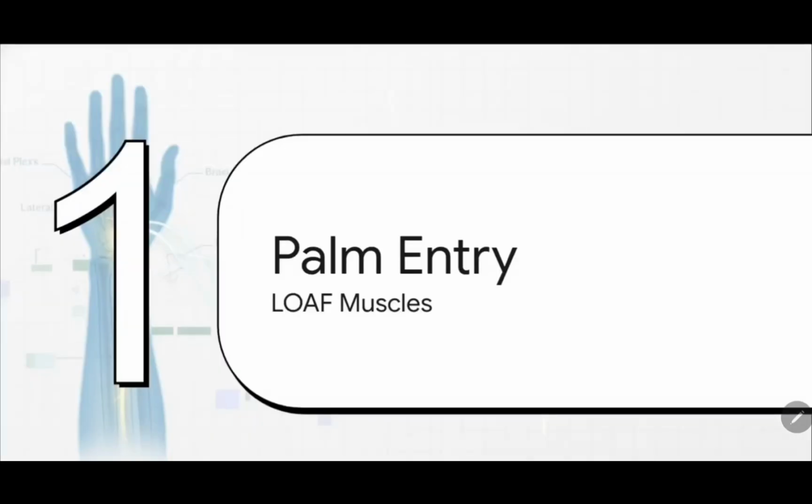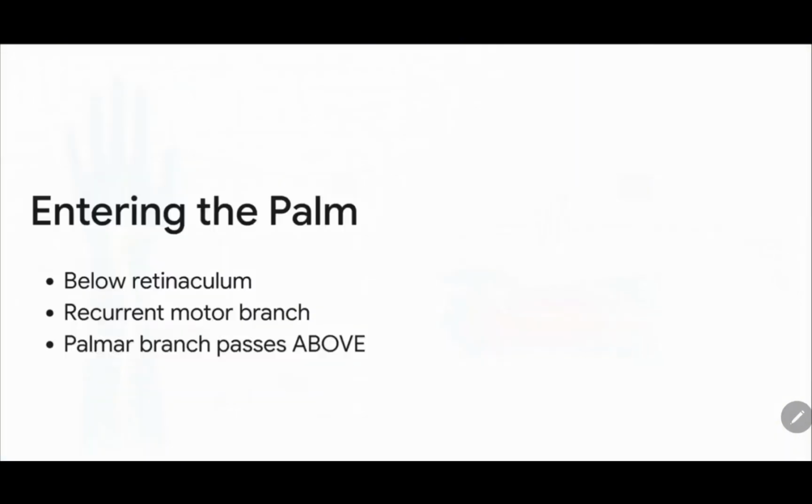All right, Section 4, palm entry and the LOAF muscles. Let's watch the median nerve cross the wrist and enter the palm. So it dives safely under the flexor retinaculum, जिसको हम transverse carpal ligament भी बोलते हैं. It gives off a recurrent motor branch and supplies those LOAF muscles. But doctors, never ever forget that the tiny palmar cutaneous branch travels above the retinaculum. ये एक छोटी सी detail है, but it completely changes your clinical scenarios as we'll see in a minute.